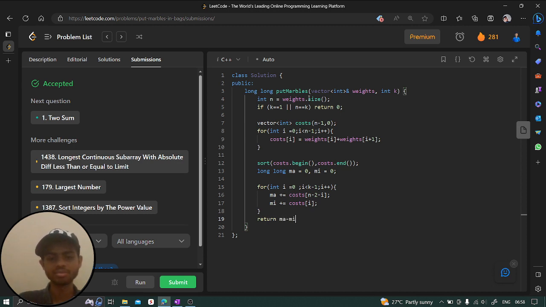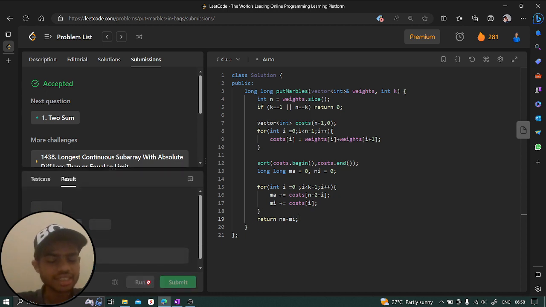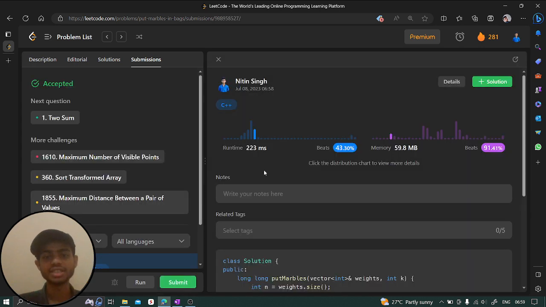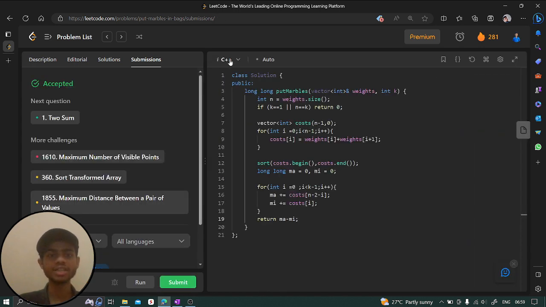Now let's see. You can see guys, both the tests passed. So let's try to submit this code. So here we can see guys, it also got successfully submitted. Now let's move to the next programming language, which is Java, right?